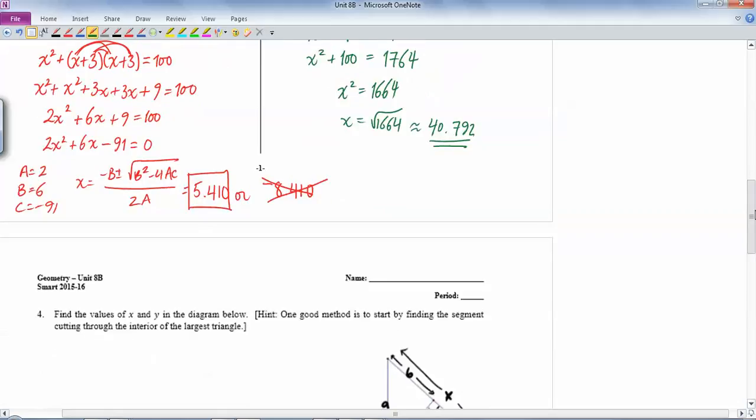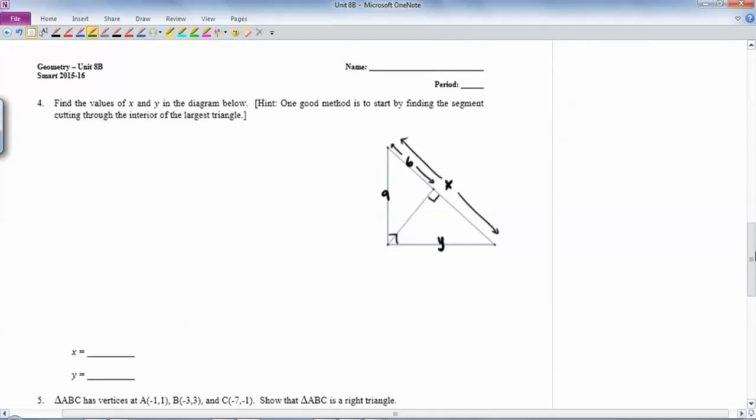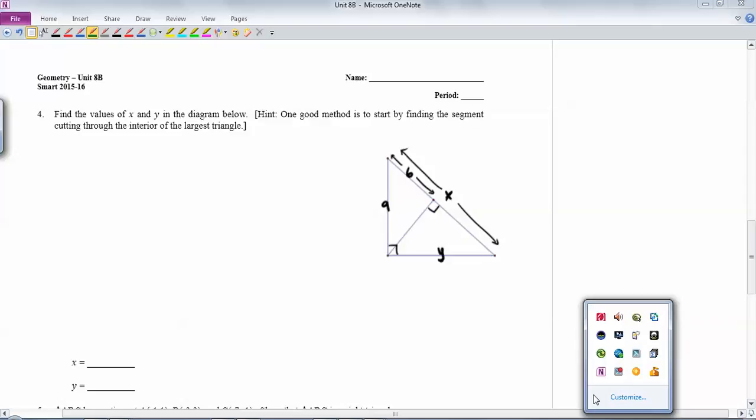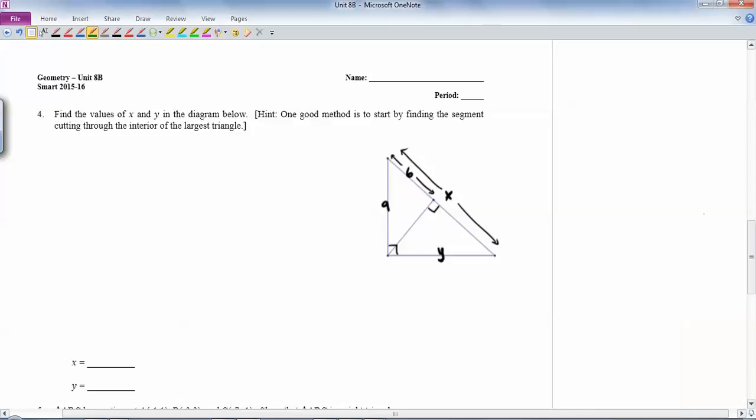All right. Let's take a look at 4. Okay, so let's take a look at 4. Sorry, I paused it for a second, so I lost track of where I was.